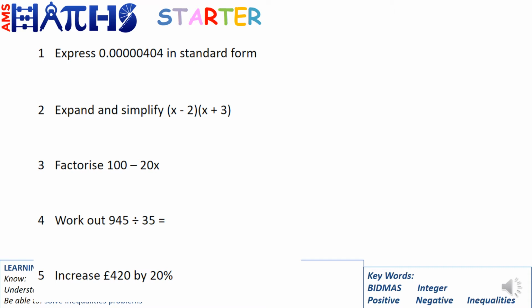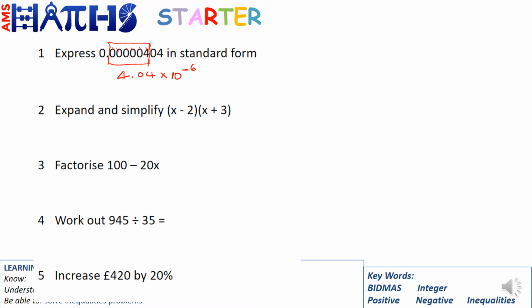All right, here are your answers. For the first one, we need standard form. It's less than 1. So we need to get our whole number in front. So we'll do 4.04 and then multiply by 10 to the power of minus, and we're going to check how many places we have moved. So we'll count: 1, 2, 3, 4, 5, 6. Okay, so that's the answer.